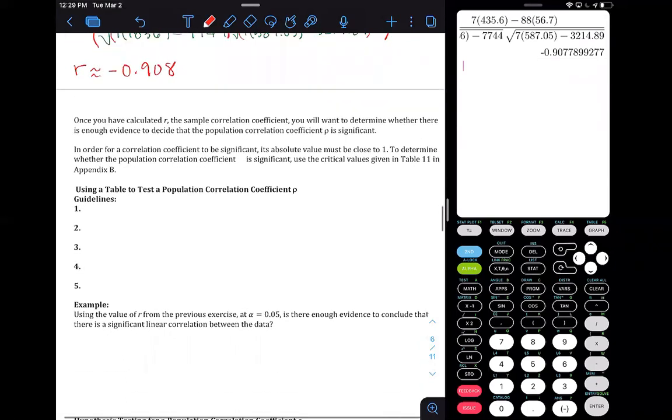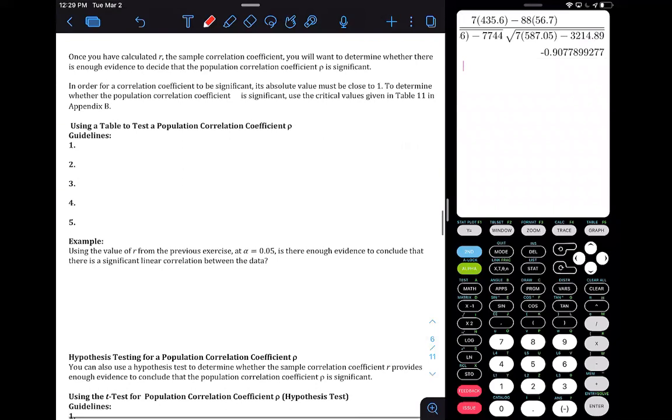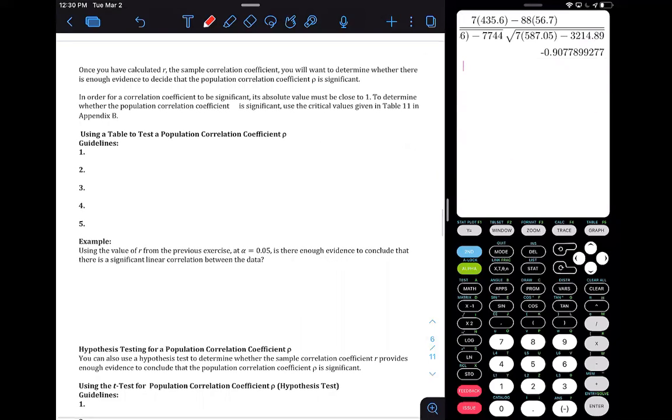Okay, let's talk about this last part. Once you've calculated r, you can use a hypothesis test to determine whether or not the data is significant. And you can write a linear function with it, which is what we're going to be doing tomorrow.